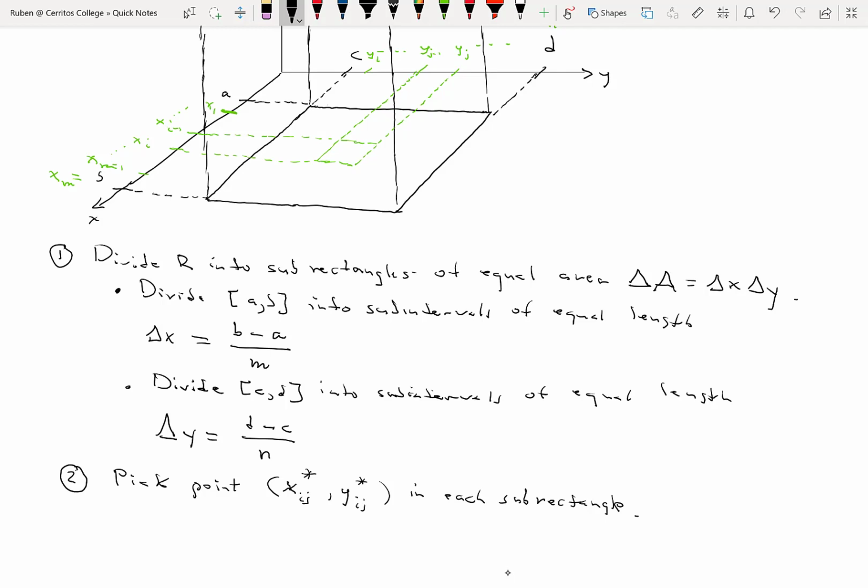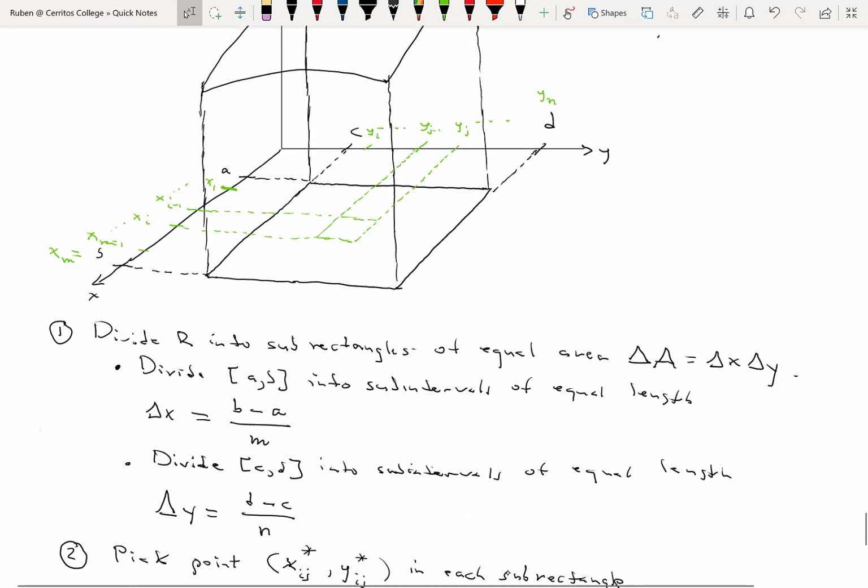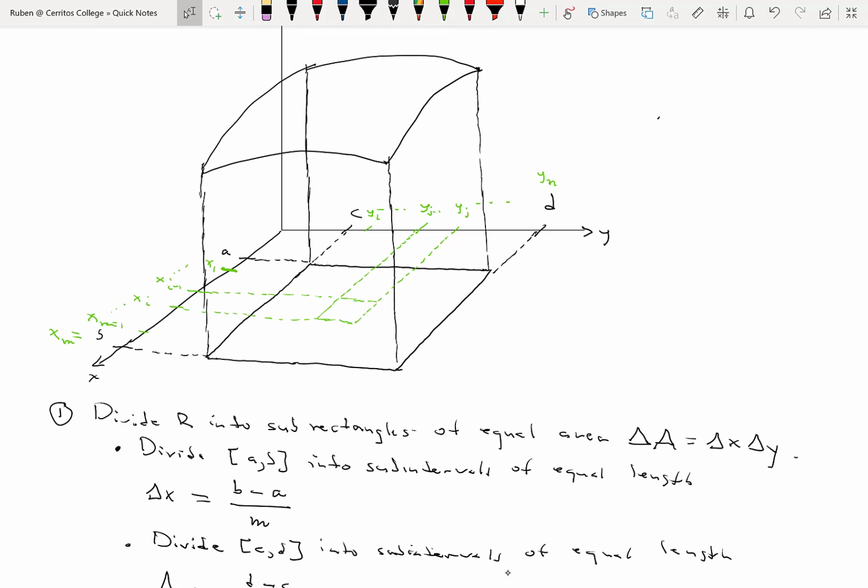Okay, our next step is to find the volume of the box that lies above that starred point. So find the volume of the box above x sub i j star, y sub i j star. Okay, let's draw it. And when we draw that typical box, I think you'll see how the formula bears out. So let's identify the random point. We'll do it in red: x sub i j star, y sub i j star.